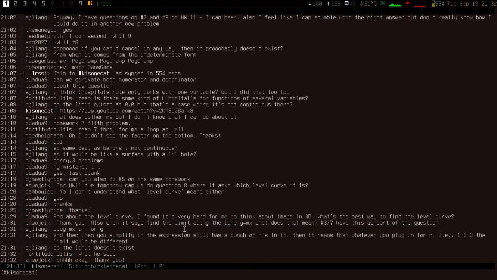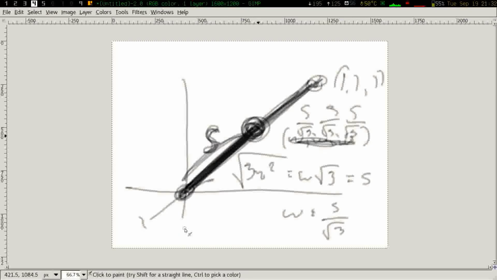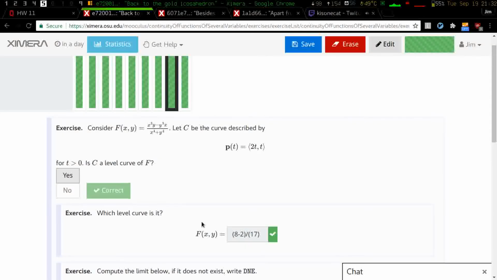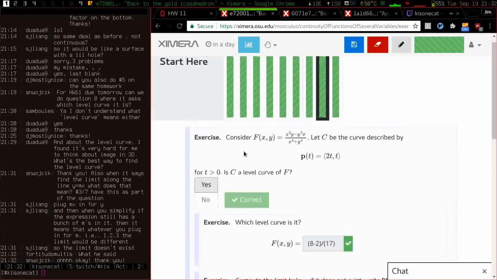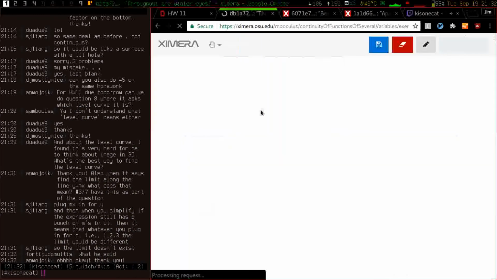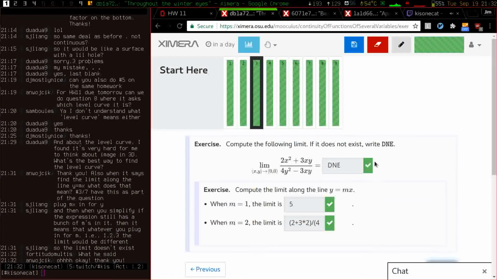Problem number three asks you to find a limit along a line. That's definitely an important idea, so let's do some examples like that. Problem three. It wants you to try to compute this limit. This limit doesn't exist, and the reason is because of this expression's value.